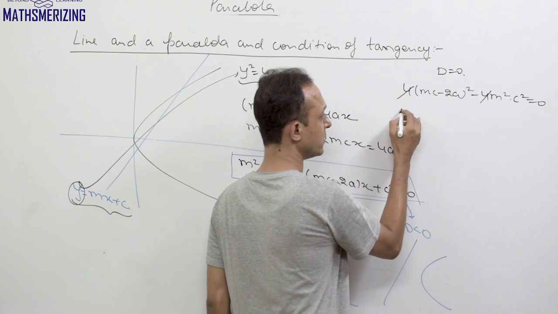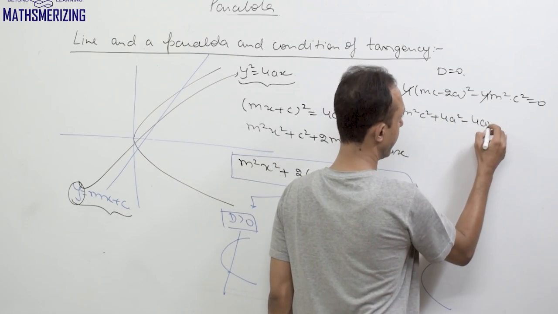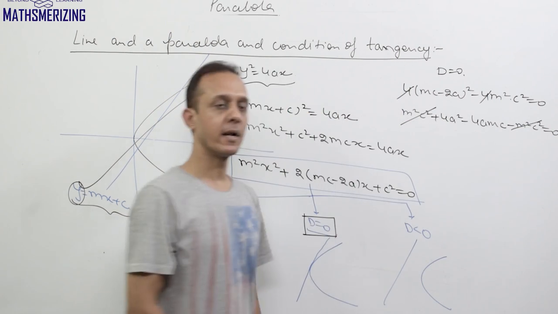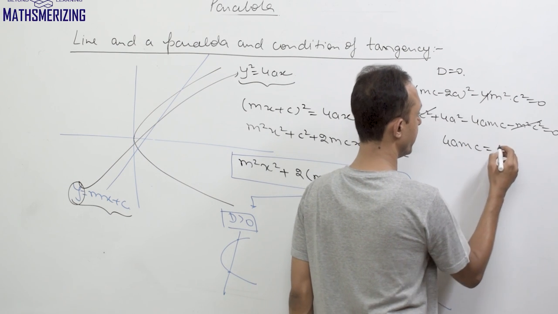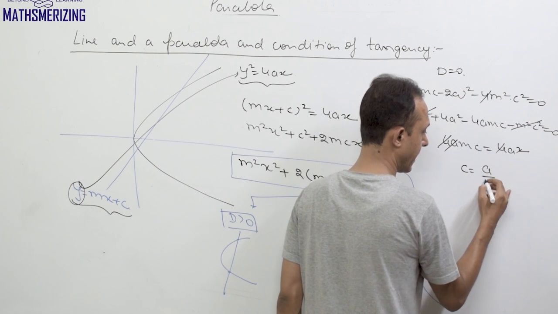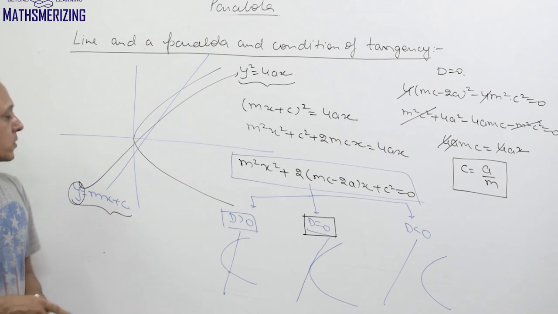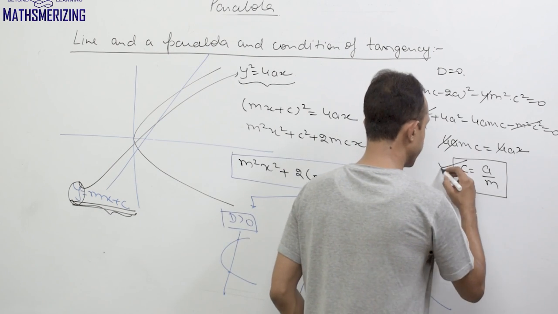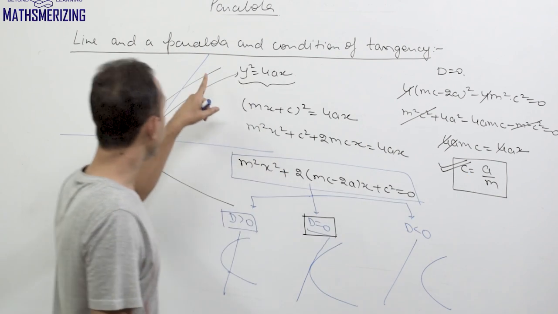So I can write m square c square plus 4a square minus 4a mc minus m square c square equals 0. So m square c square will cancel. So I can write 4a into mc should be equal to 4a square. So I'll cancel this 4a also. So I'll get c equals a by m. So that is the condition of tangency of this line and parabola. This line y equals mx plus c will touch this parabola when the value of c is equal to a by m.